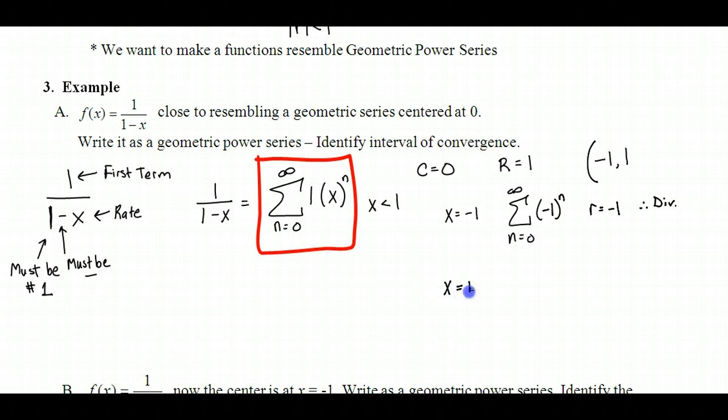Check our right endpoint. If x is equal to +1, summation, we'll start at 0, go to infinity, plug in a 1, 1 to the power of n. Again, our common ratio is equal to 1. Using our geometric series, we know that this is also going to diverge. So parenthesis. But the main idea, that new thing that we're doing, is that we took a function, 1 divided by 1 minus x, and we wrote it as a geometric power series. Which I know to you is a pretty cool thing, that you're proud that you can do that.